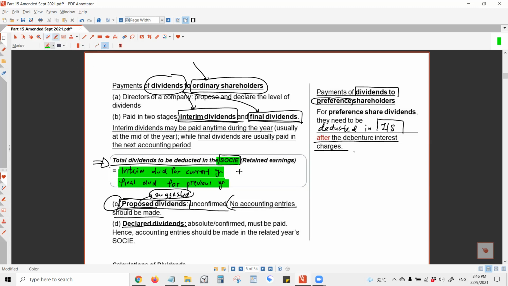A conclusion I can give here is that both interim dividends and final dividends that you pay to the ordinary shareholders, you minus in the SOCIE table, the statement of changes in equity table. For dividends that you pay to the preference shareholders, you minus it in the income statement. I show you soon, in a few pages later.